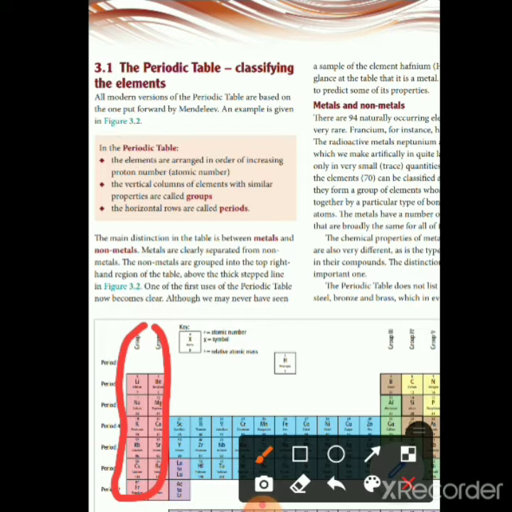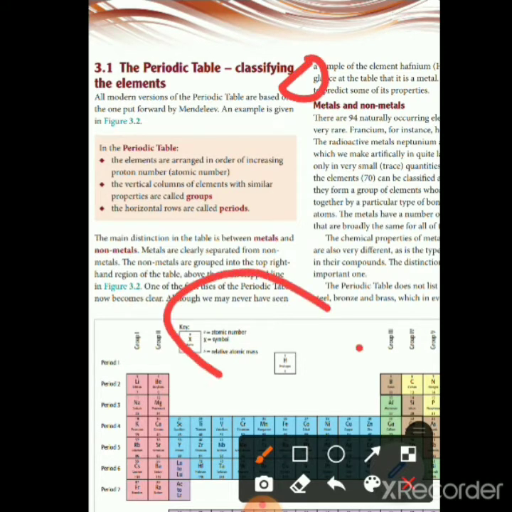Now, the first thing is about groups. When you move from top to bottom, we see an increase in the number of shells. If we consider the size of lithium, this is the size of lithium. When you move downward to francium, it will be bigger. Why does this happen?